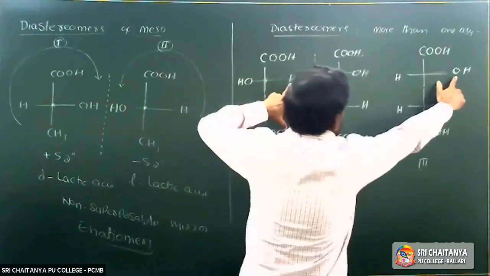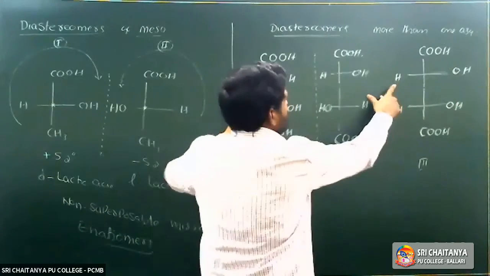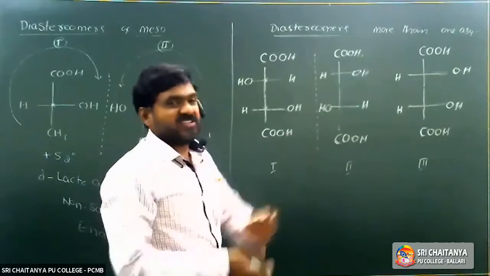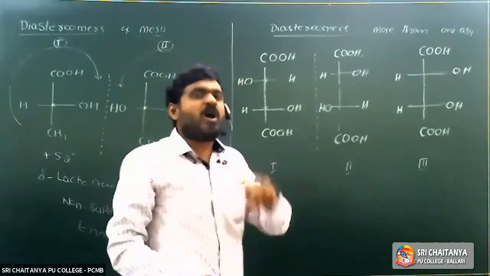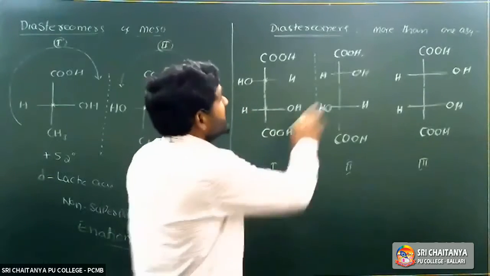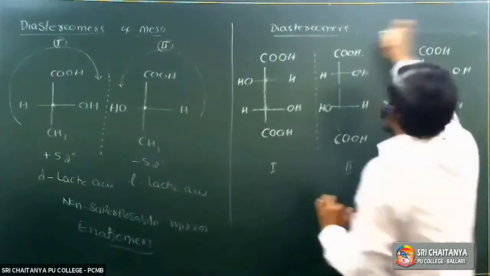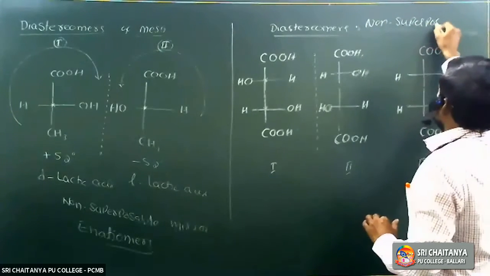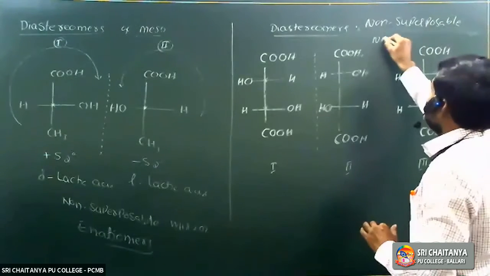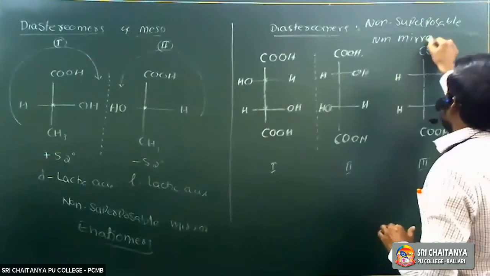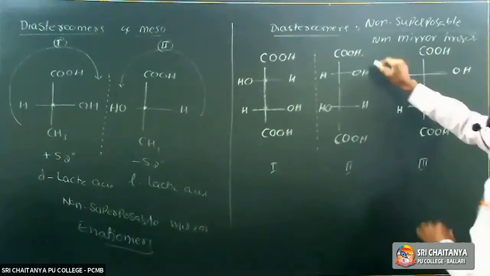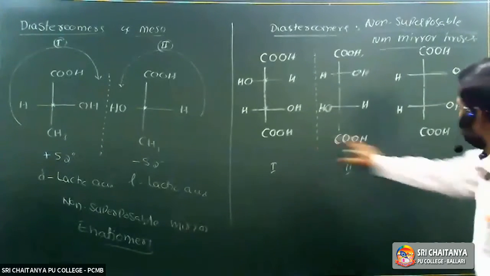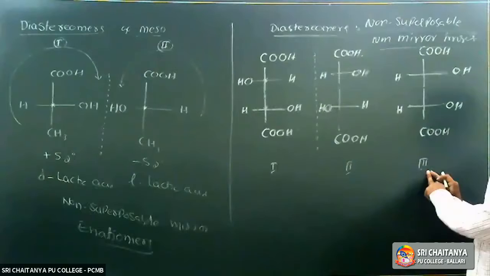It is H, OH. It is OH, H. So 1 and 3 are non-superimposable, and they are not mirror images. So non-superimposable, non-mirror images are called diastereomers. So what are diastereomers? Non-superimposable, non-mirror images are called diastereomers. So 1 and 3 are diastereomers. 2 and 3 are also diastereomers.